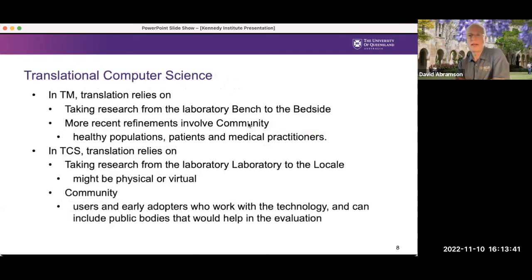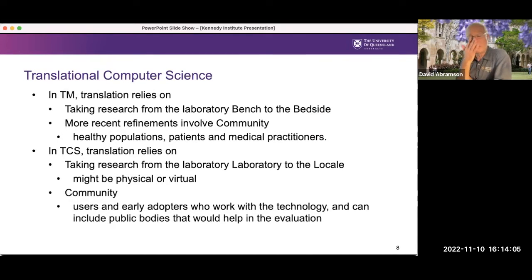So what does that look like if we map that across to computer science? Then we've changed some of the names here. So instead of the bench, we talk about laboratory. There's a pretty clear mapping there from one to the other. We have changed bedside. We didn't think it was appropriate to stick with the word bedside for computer science research. So we call that locale, which is the place that it can be applied.